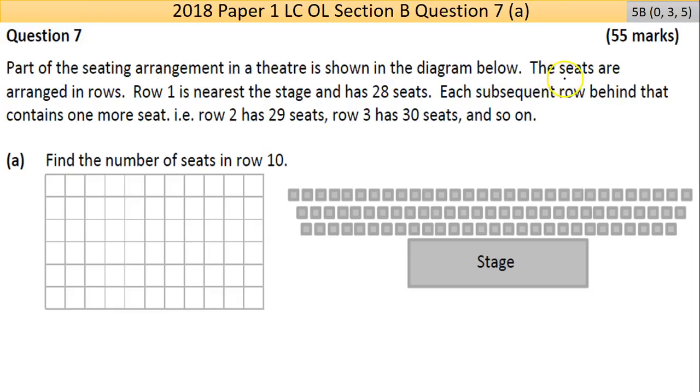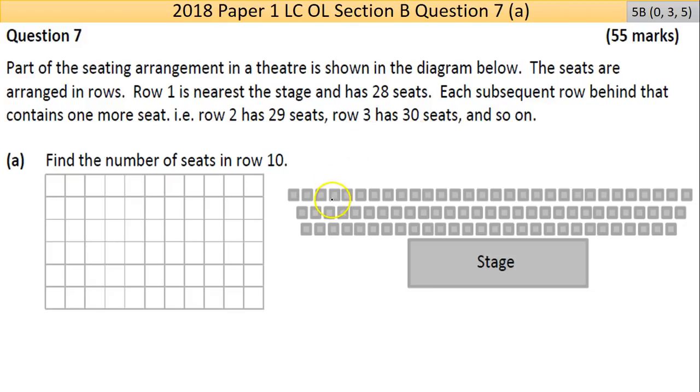diagram below. The seats are arranged in rows. So you see that here in the diagram, you have your stage and the seats going back. There's more seats in each row as it goes back. It says here that row 1 is nearest the stage and has 28 seats. Each subsequent row behind that contains one more seat. That is, the row 2 is 29, row 3 is 30, row 4 has 31, etc.